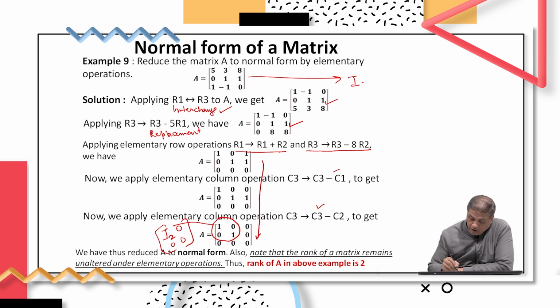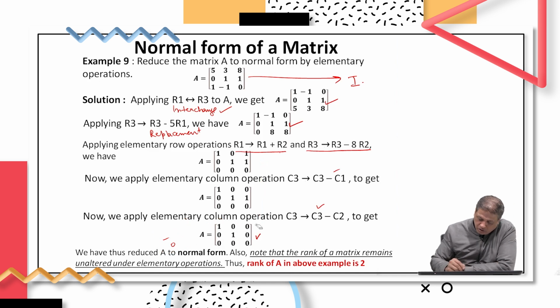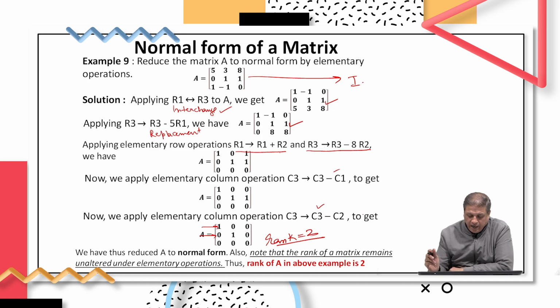a normal form. Now, extending the concept, if we are supposed to find the rank of this matrix, then the number of non-zero rows is 2. This is a non-zero row and this is a non-zero row. So, the rank of the matrix is equal to 2. After performing the elementary row operations we get the rank equal to 2.